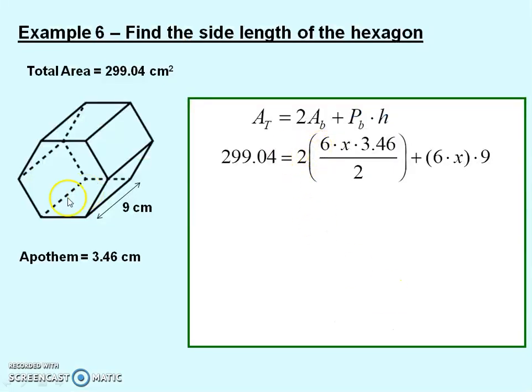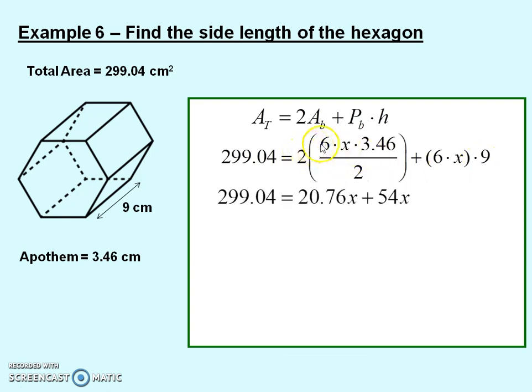So I have 6 sides. I did 6 times the side length, which I don't know, times the apothem, which is given, divided by 2. This whole thing is times 2 because there are 2 bases, plus the perimeter of the base. All the side lengths are unknown, but it's a regular shape with 6 sides. That means all the side lengths are the same. Perimeter is 6 times x, and then the height of the prism is 9.